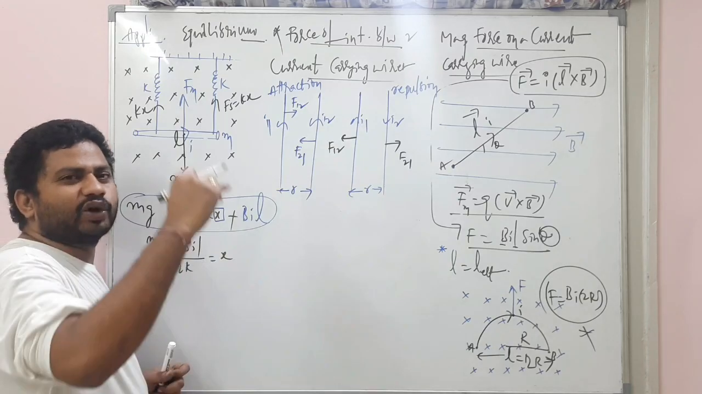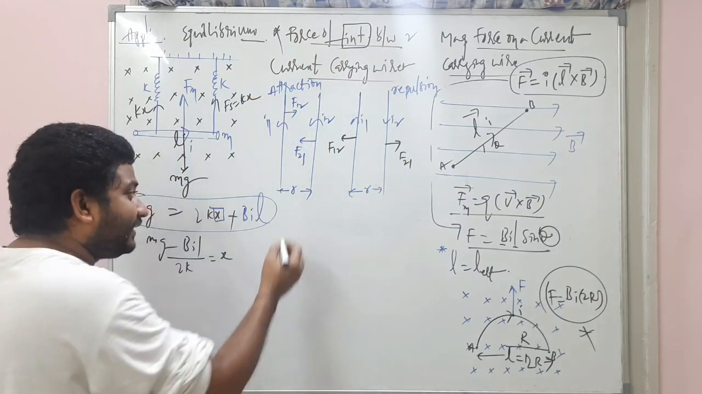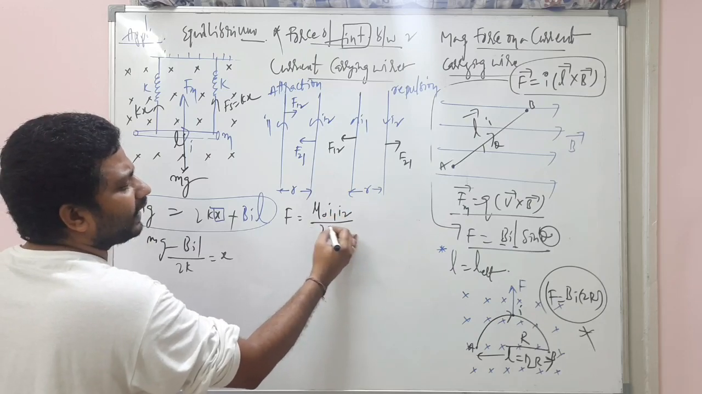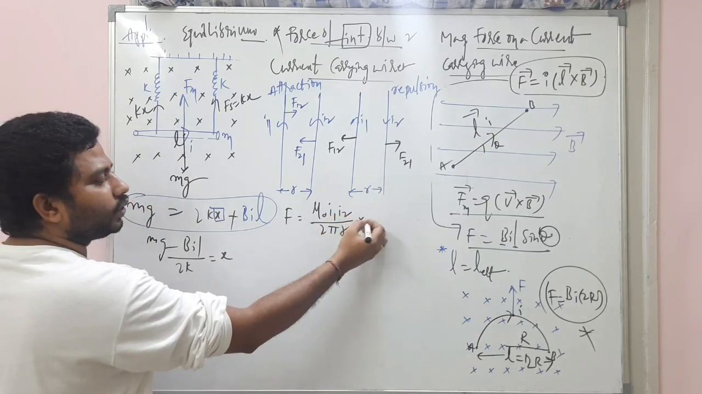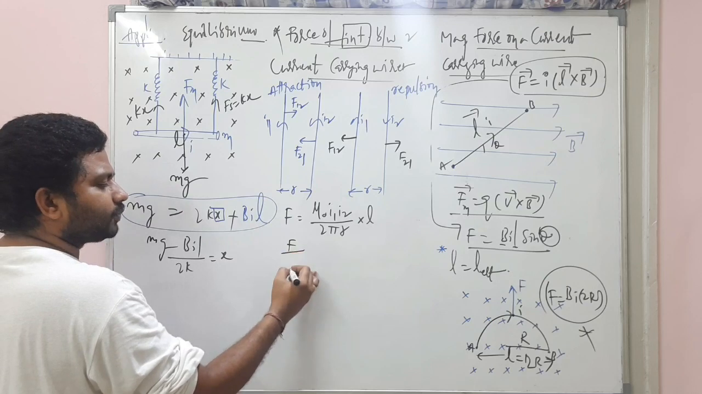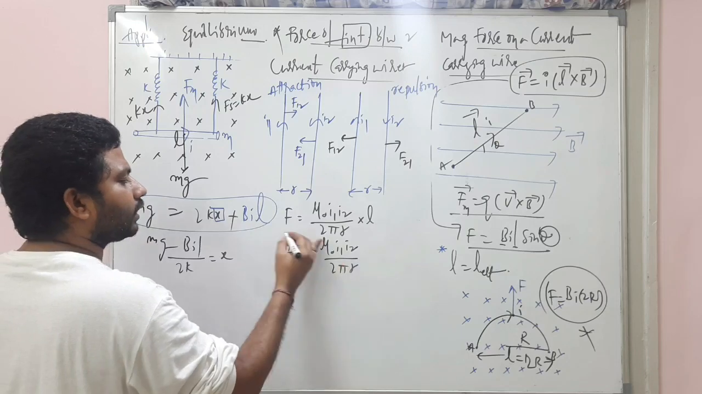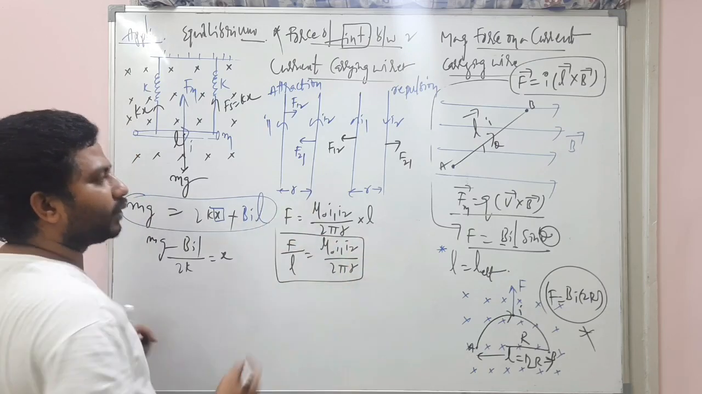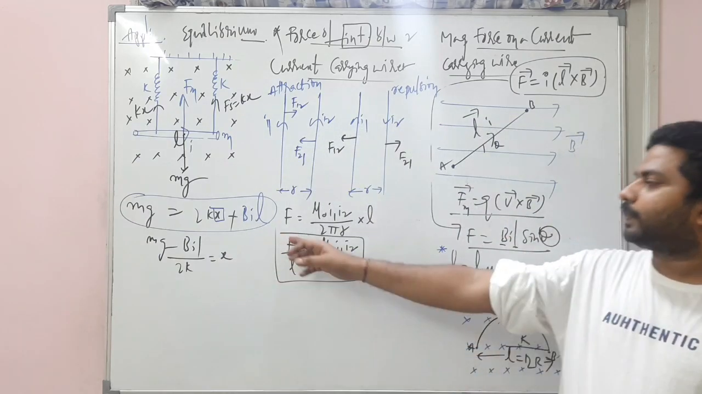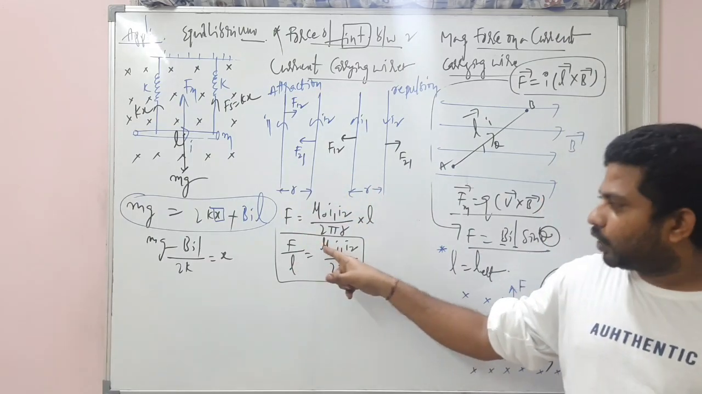Whatever it may be, that's a force of interaction. And that force of interaction is equal to mu naught I1 I2 by 2 pi r into L. You know what this L is? Unit length. So force per unit length is equal to mu naught I1 I2 by 2 pi r. Very, very important formula. Mu naught I1 I2 by 2 pi r.